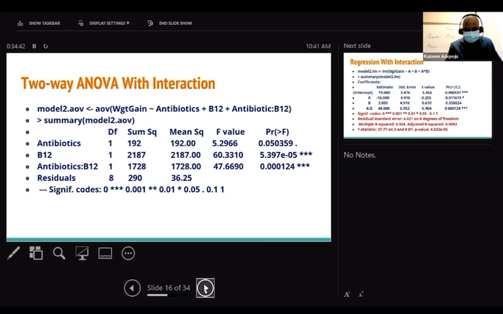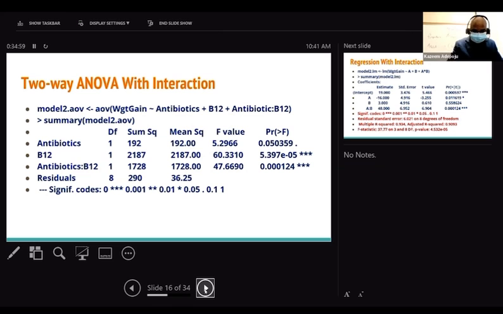Okay. Now, this is two-way ANOVA with interaction, right? Let us also look at the multiple linear regression with interaction for the same problem.